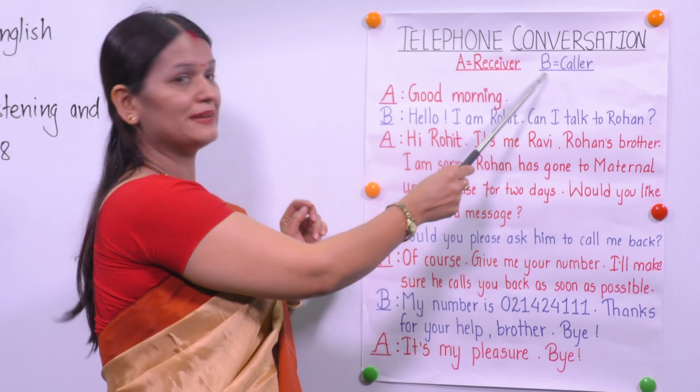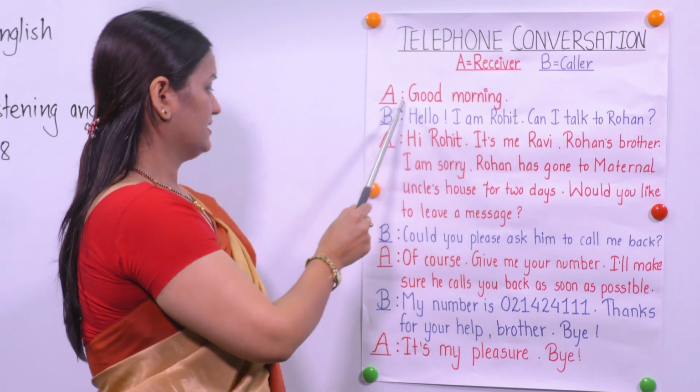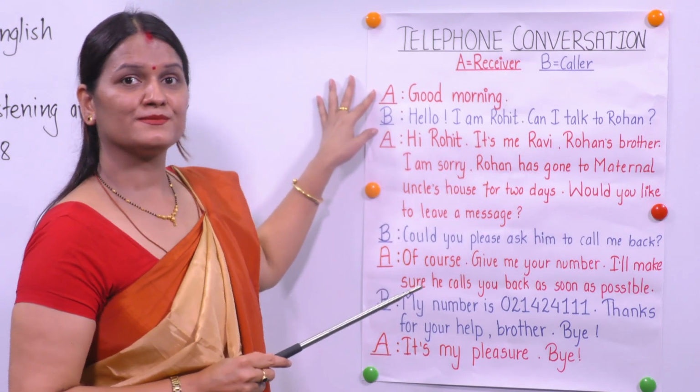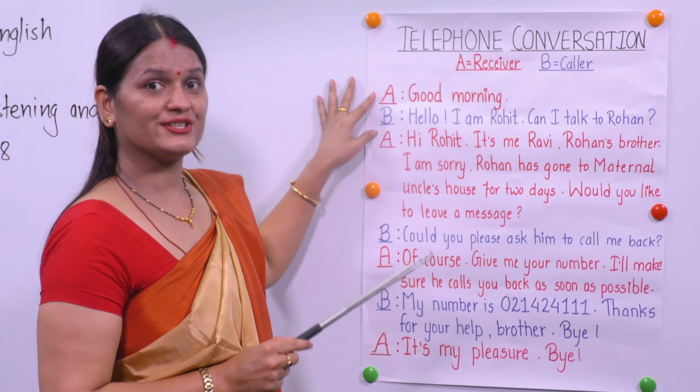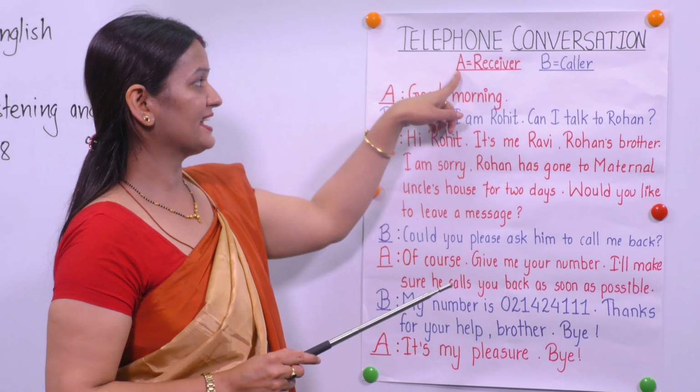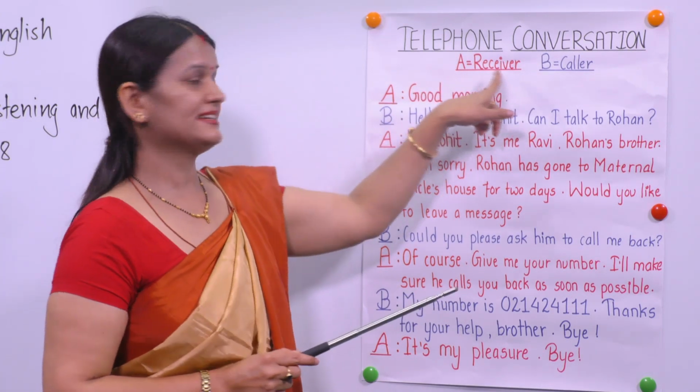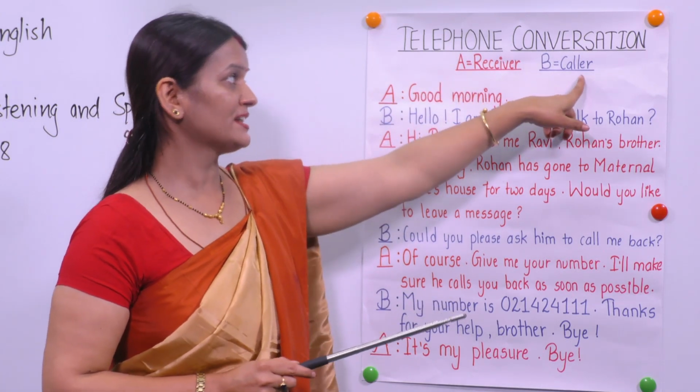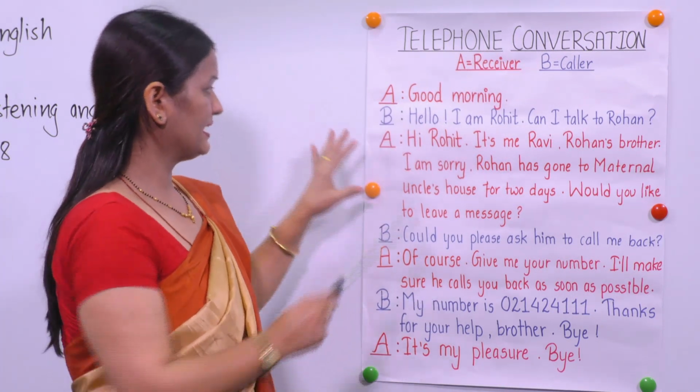A, receiver, and B, caller. So how do you start? First of all, you should know you need characters there in forming the dialogue. Okay, so characters here A and B. A is receiver and B is caller. So let's have a look.